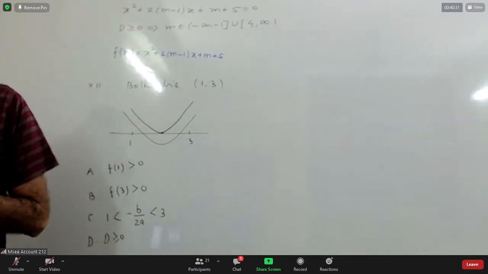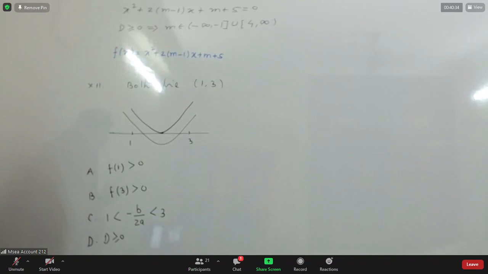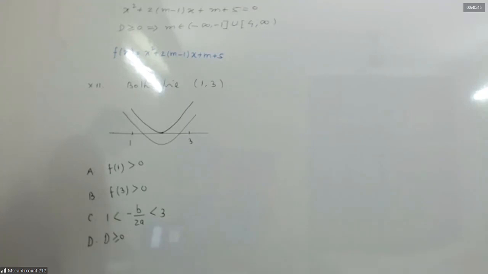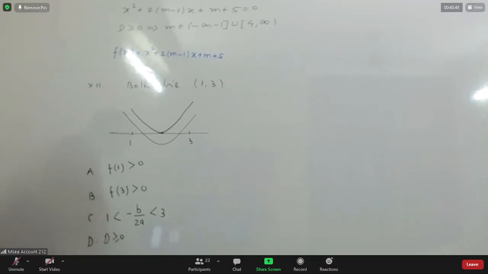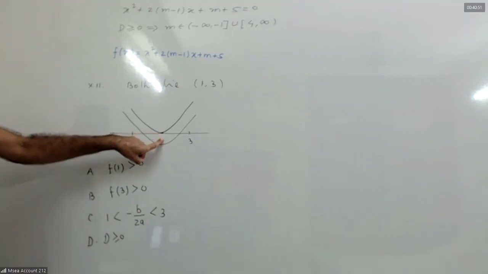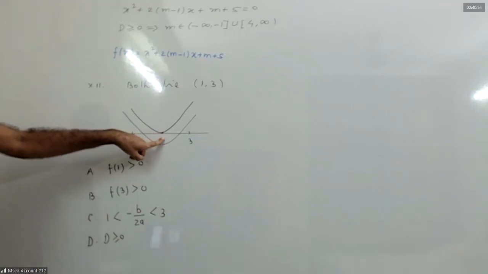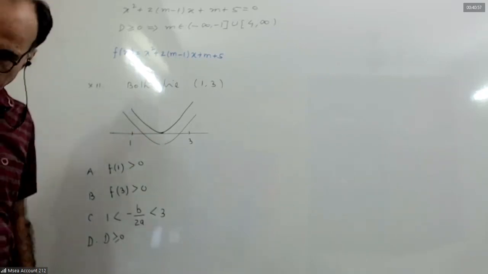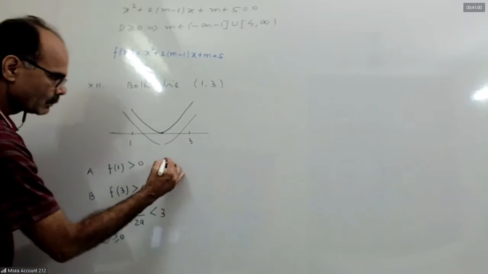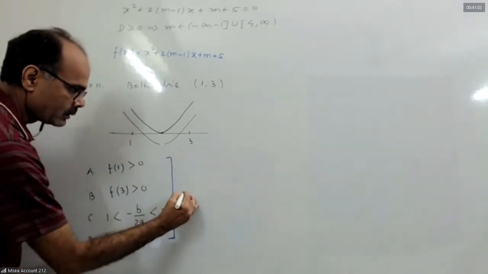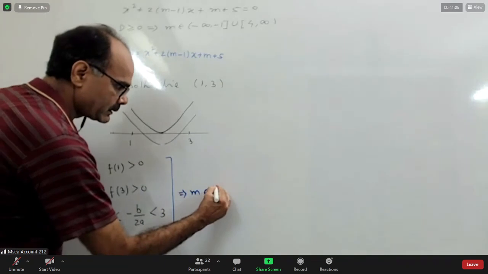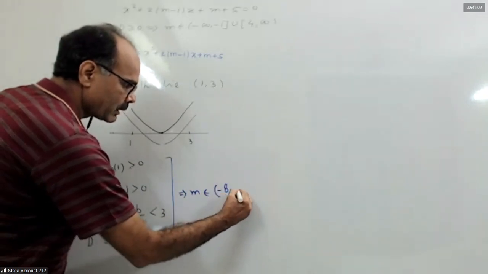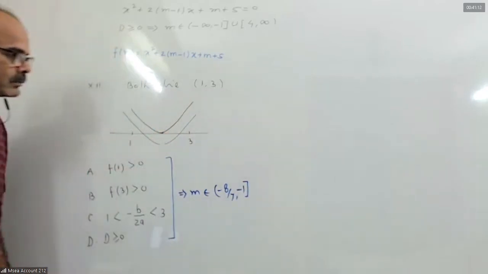What is the final answer? M belongs to minus 8 by 7, comma minus 1. At minus 8 by 7, it is open or closed? Open. At minus 1, it is closed. Okay. So the final answer is correct. Taking intersection, we have M belongs to minus 8 by 7 to minus 1 closed.